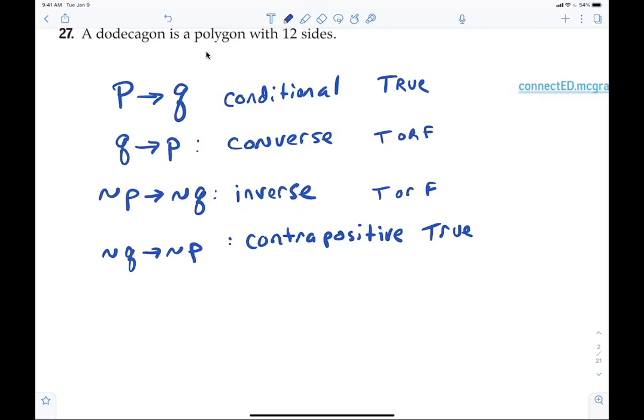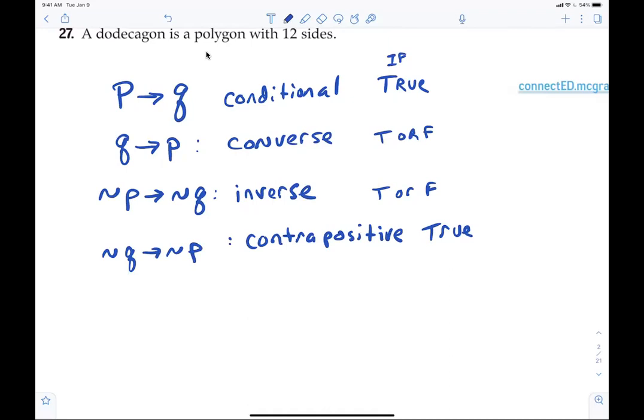And we're going to go through some examples here. If the conditional is true, the converse can be true or false. The inverse can be true or false, but the contrapositive is always true. Part of the reason why I'm going through this is because I've seen it on the SAT now. There's been a question or two dealing with converse, inverses, and contrapositives.